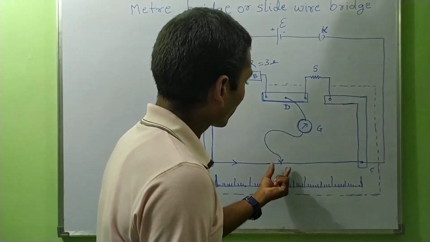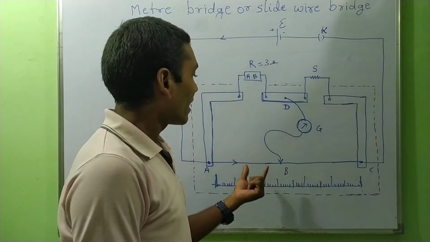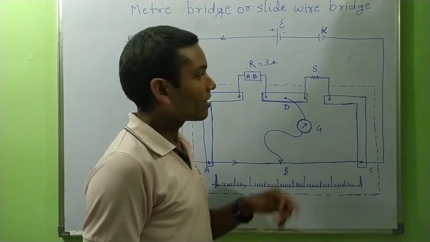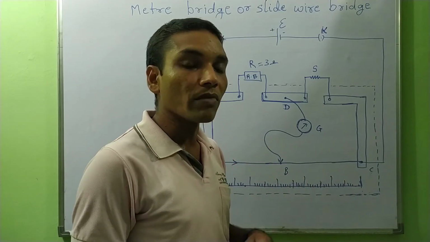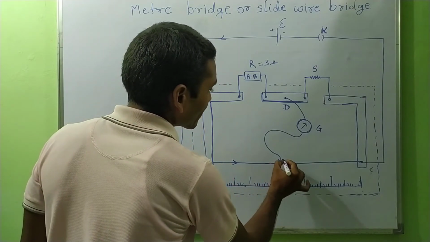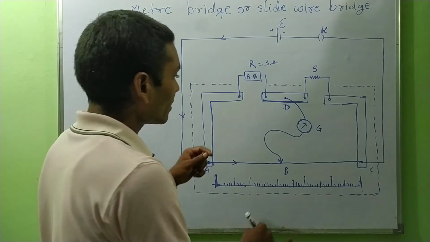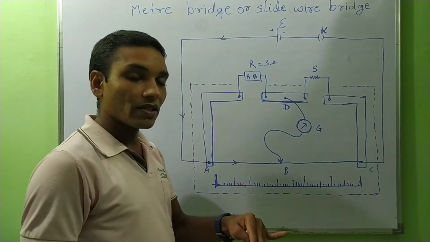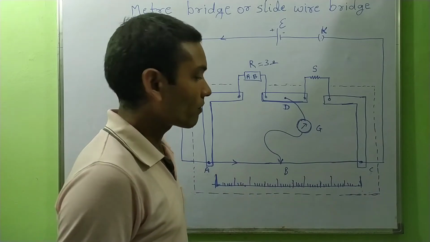Actually, this alloy wire is 1 meter long, and this 1 meter wire is taken in the meter bridge. That's why this bridge is also called meter bridge. Okay, why is this wire taken of alloy? Because here there should be the potential drop.